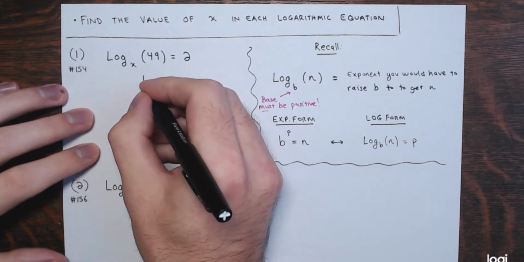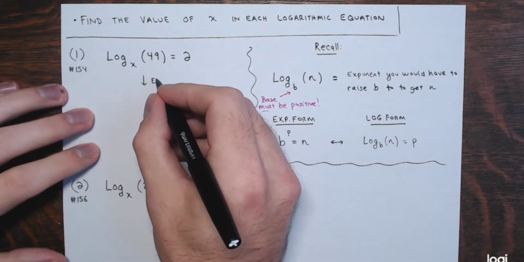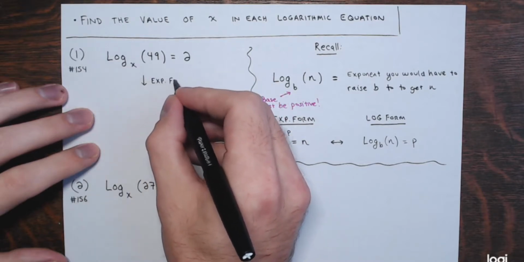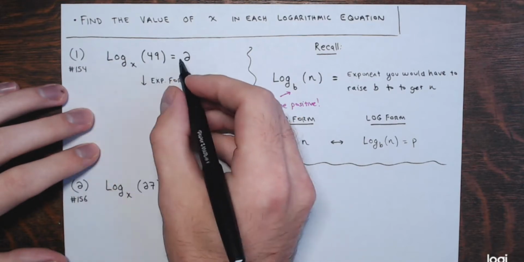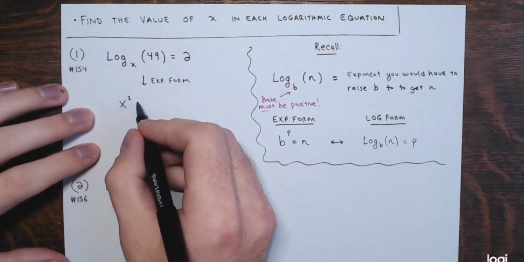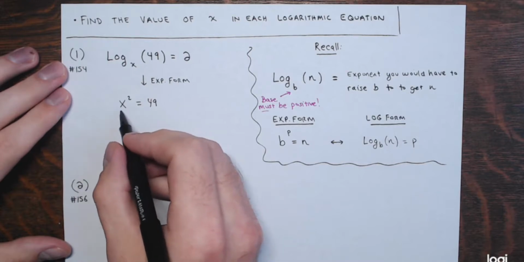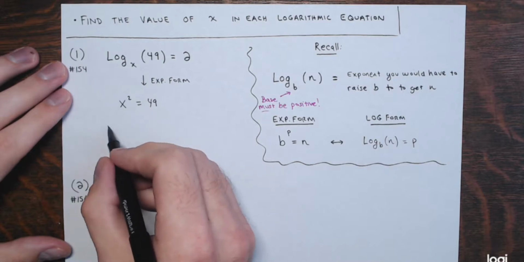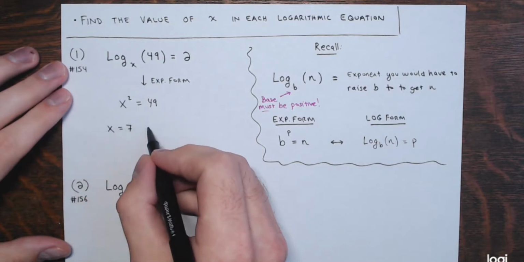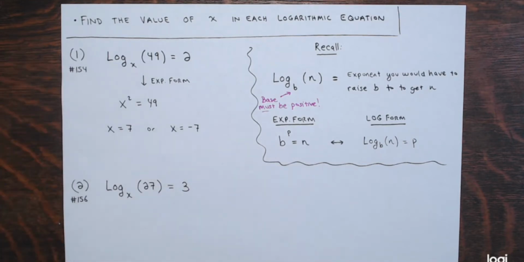Now, if you don't recognize that, one way to solve for x here is to change to exponential form. The equivalent statement to this would be x to the second power equals 49. Then solve this quadratic equation using the square root property, and we'd see that either x is 7 or x is negative 7, and then plug those back into the original equation.